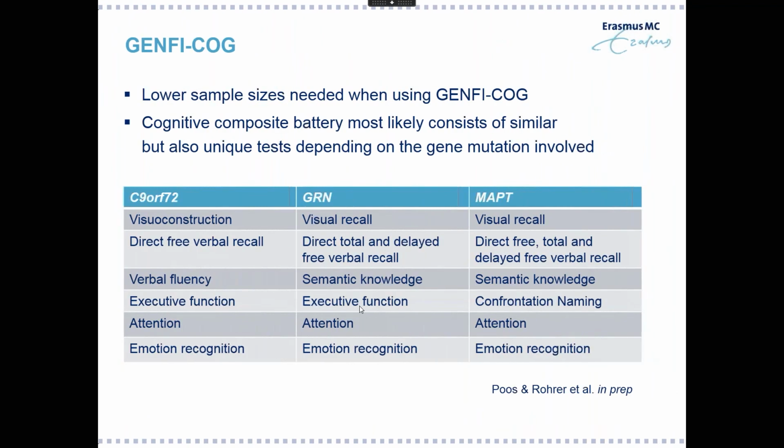Lastly, within the GENFI cohort, we are currently looking into the benefit of using cognitive composites on reducing the sample sizes for future clinical trials. Interestingly, it was found that sample sizes can indeed be significantly decreased by using a composite instead of individual test scores, but also that an ideal cognitive composite battery most likely consists of a number of similar, for instance, attention and emotion recognition paradigms, but also unique tests depending on the gene mutation involved. So in MAPT, it would be good to use tests for semantics, naming and memory, whereas in progranulin, for instance, it would be best to use tests for executive function.